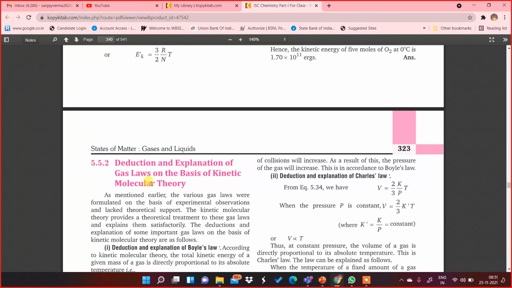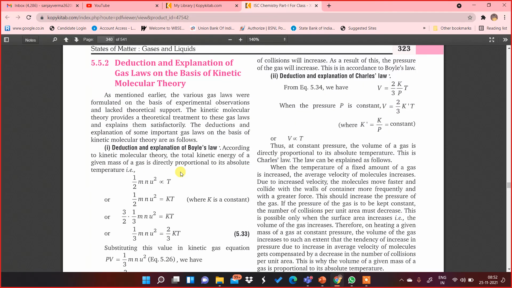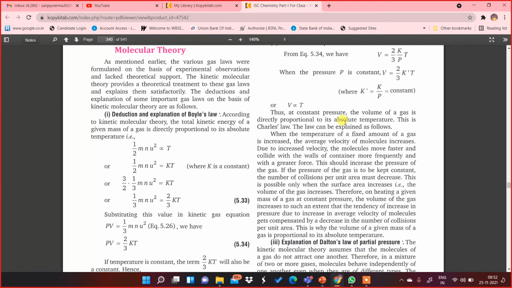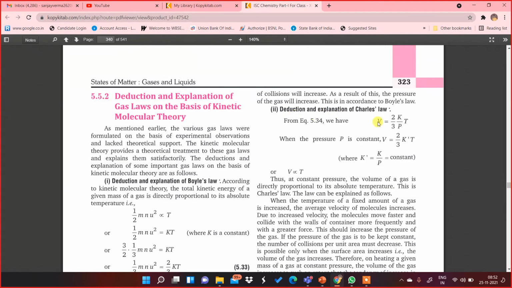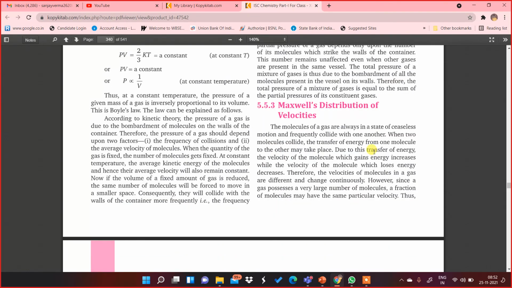Deduction and explanation of gas laws on the basis of kinetic molecular theory. This deduction is given, which is not required. Derivation is not required. Explanation is given; you may read through this explanation: Charles' law, okay, this is Boyle's law. Now we come to the next topic.